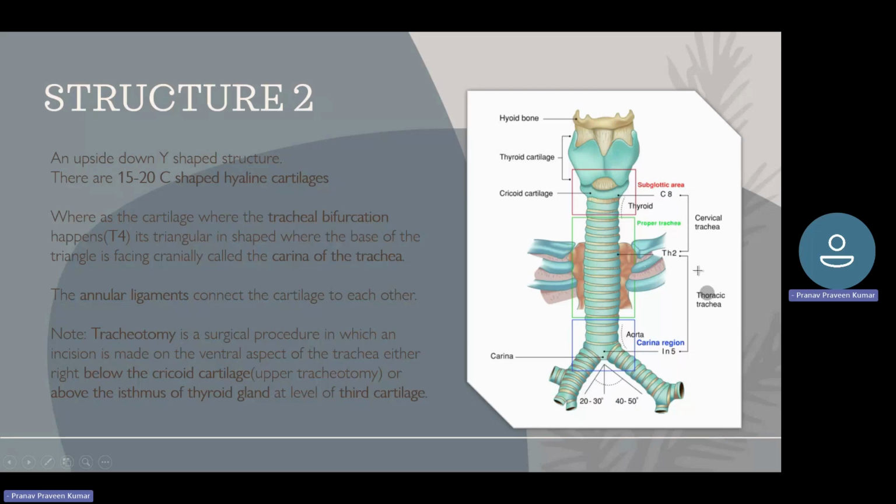And let's talk about the tracheotomy. Tracheotomy is a surgical procedure where an incision, a horizontal or a vertical incision, is made on the ventral aspect, ventral meaning the front side, of the trachea, either right below the cricoid cartilage, right here, or right above the isthmus of the thyroid gland, which is present at the level of the third cartilage. So right around this region, and that's about it. That's all you need to know about tracheotomy.